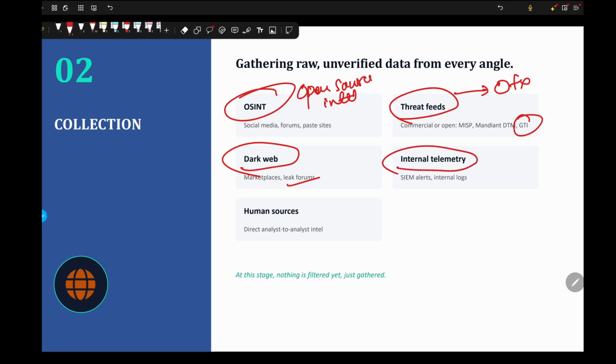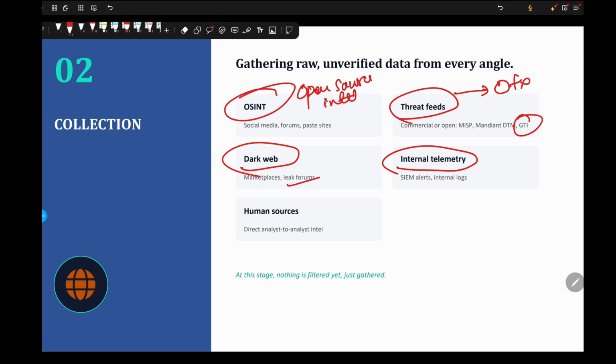Then comes internal telemetry. Internal telemetry is basically your own logs. Like if maybe your SOC team finds any threats in your environment, and you collect the IOCs. You can feed those IOCs into your security controls for detection of threats, or you can use them for threat hunting. So these are the various different sources, and then there are human sources.